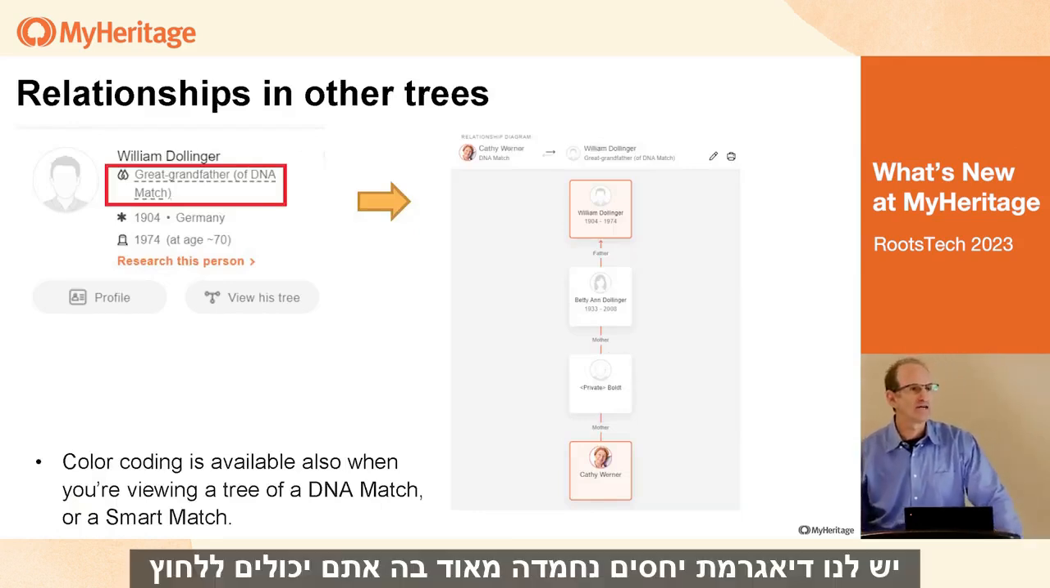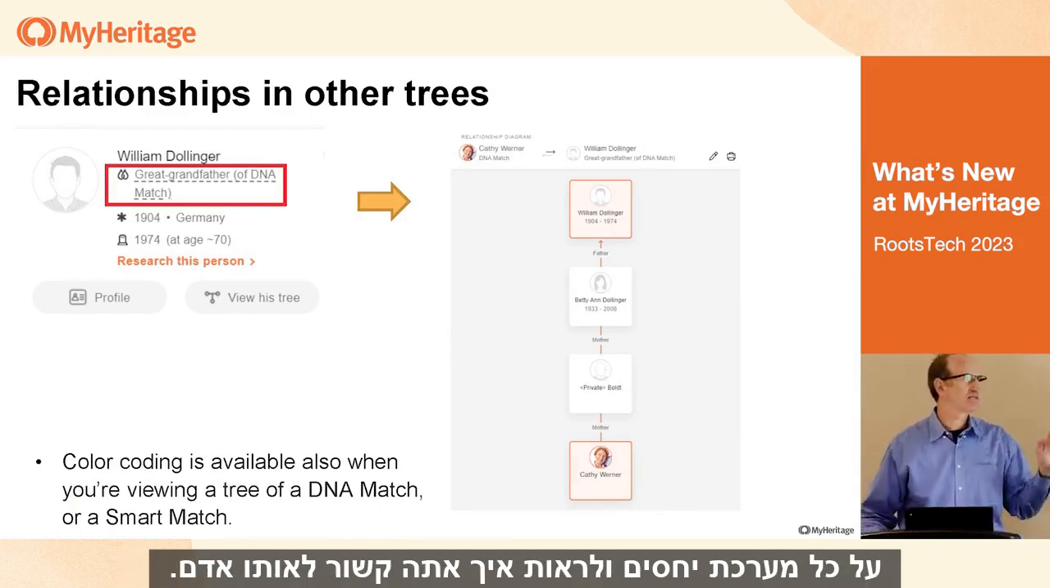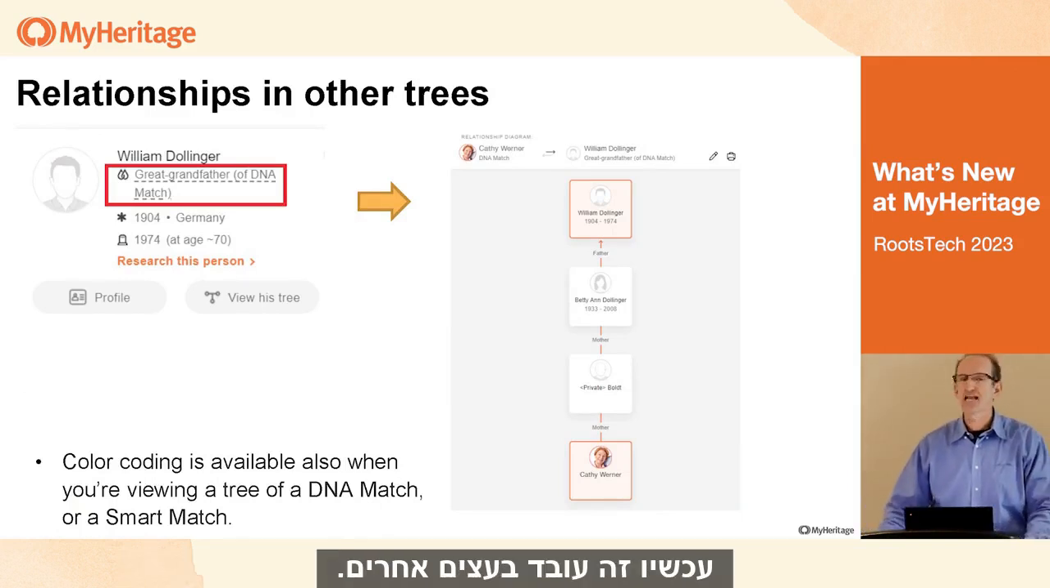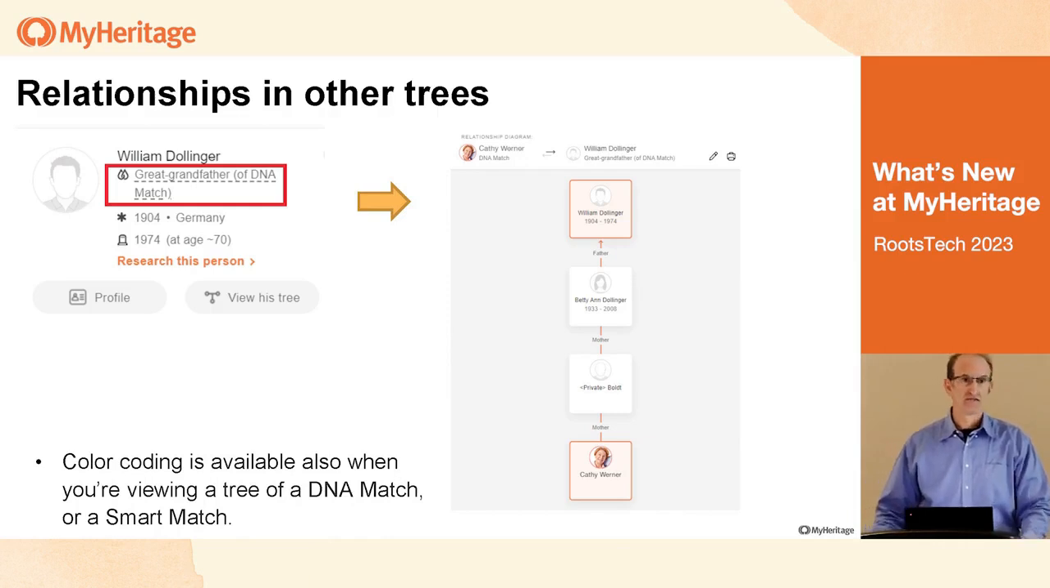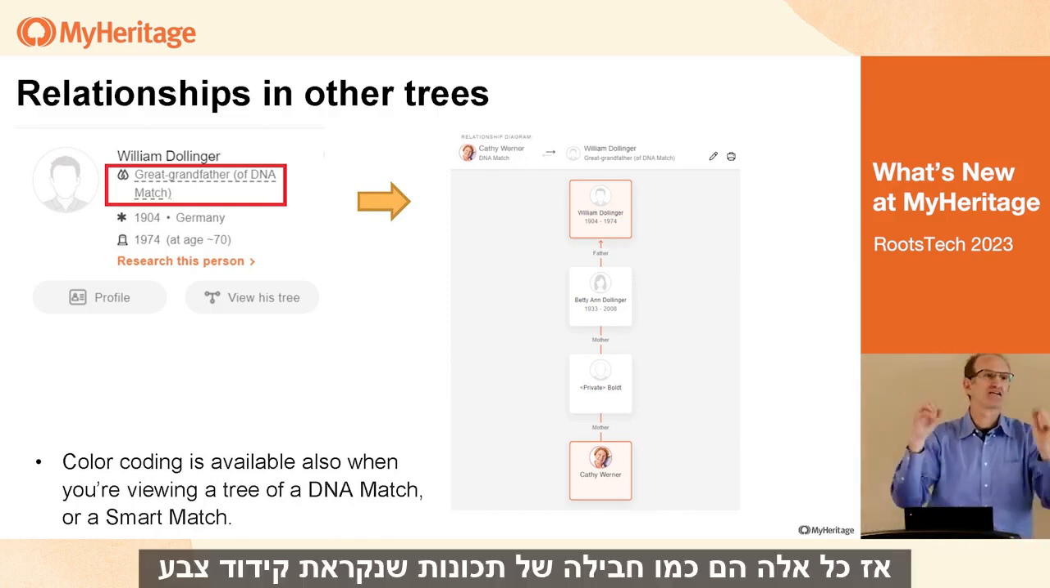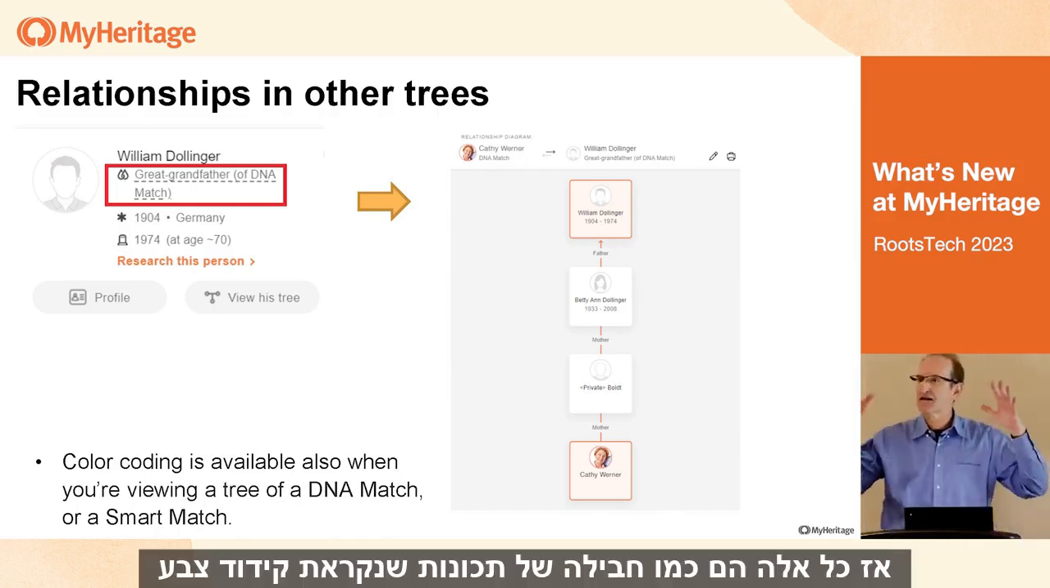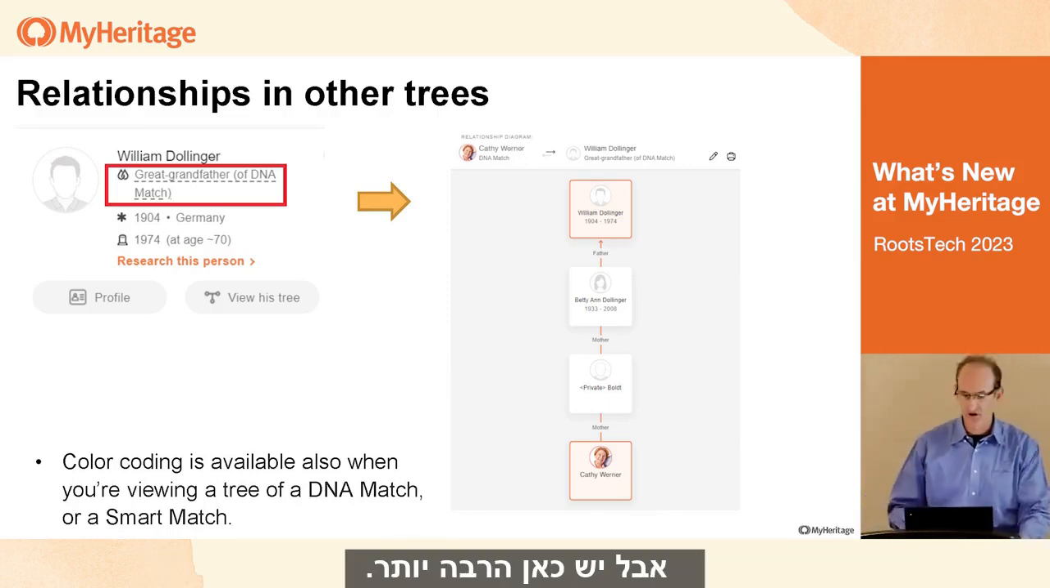Now, we have a very nice relationship diagram that you can click any relationship and see how you're related to that person. Now it works in other trees. So all these are like a package of nice features that are labeled color coding, but there's actually more in here.